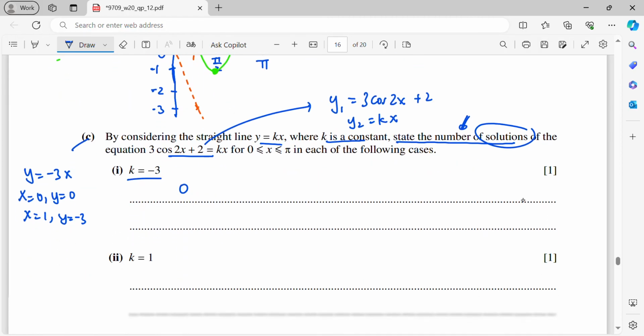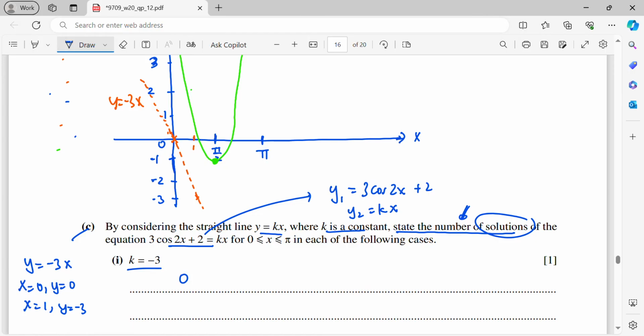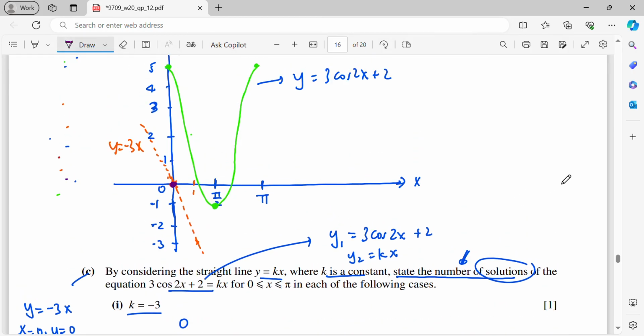Okay, now the next one is k equals 1. So when k equals 1, you are sketching y equals x. When y equals x, when x is 0, y is 0. I use another point: when x is 1, your y is 1. So now when I sketch a graph, draw a line, obviously two intersection points. This is y equals x. Therefore, I'm getting two solutions.